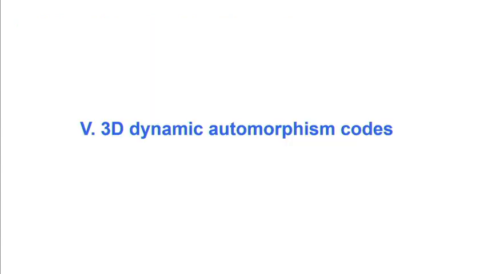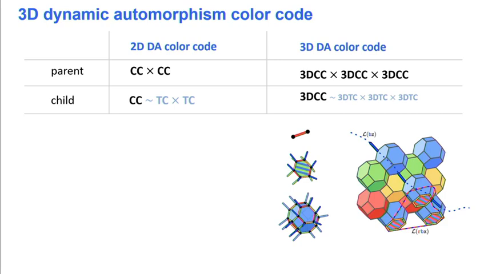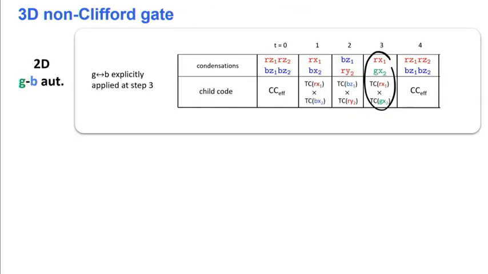So now 3D. 3D can be understood intuitively, at least, by analogy with two dimensions. In two dimensions, we had two copies of the color code. In the child models, it was two copies of the toric code. Now we have the 3D color code. We have three copies instead. The child model is the 3D color code, which is equivalent to three copies of the toric code in three dimensions.